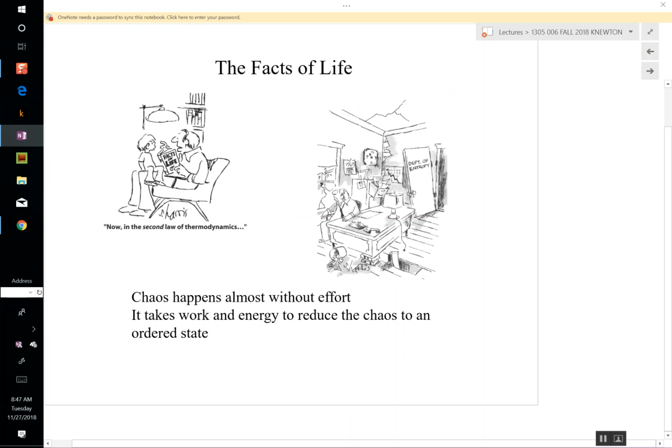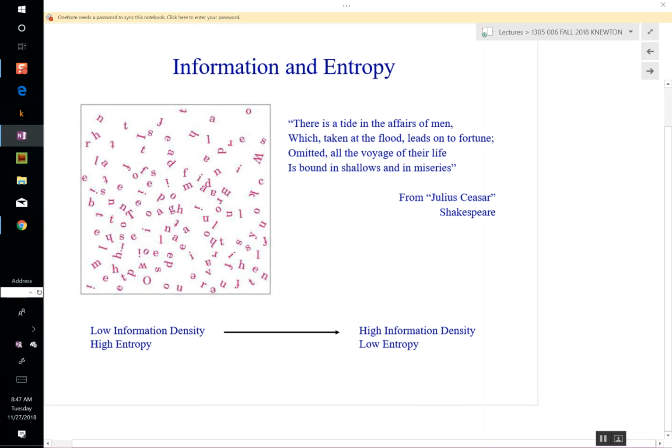An entropy. There's an example of entropy. Highly disordered, high entropy. You order those letters right in a sentence, low entropy. Takes work to do that.